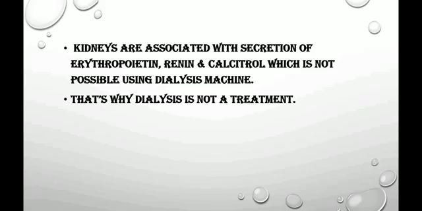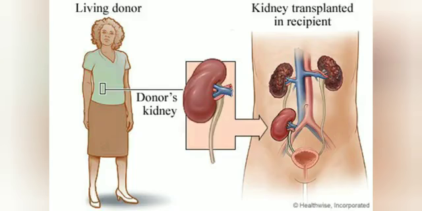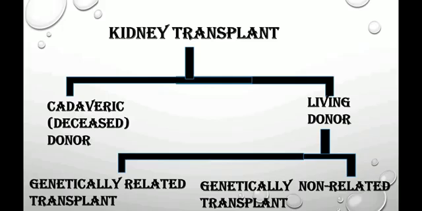Then what is the treatment for kidney disorder? The treatment is nothing but kidney transplant. It is an organ transplant of a healthy kidney into a patient with end-stage renal disease. Kidney transplant is classified as cadaveric donor, or you can say deceased donor, the one who is dead, or living donor, the one who is alive and ready to give or donate a kidney.